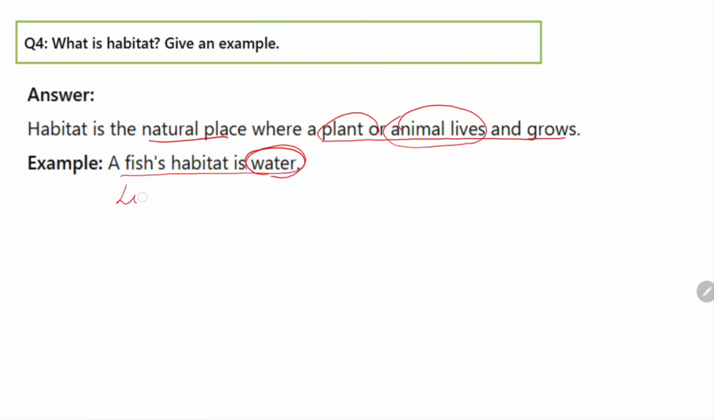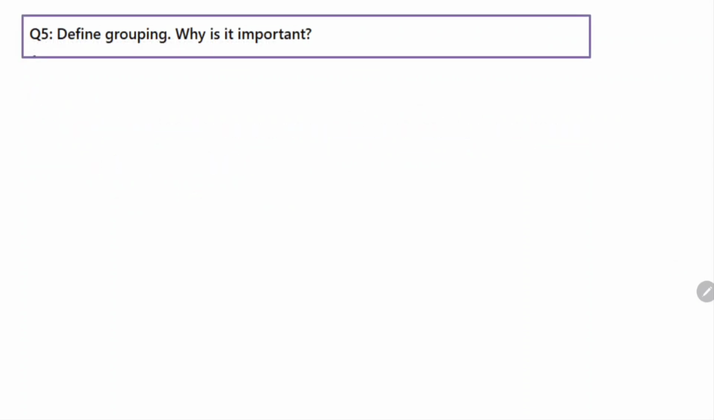If I had said here, for example, lion, then what will be its habitat? Its habitat will be forest. Likewise, like this.